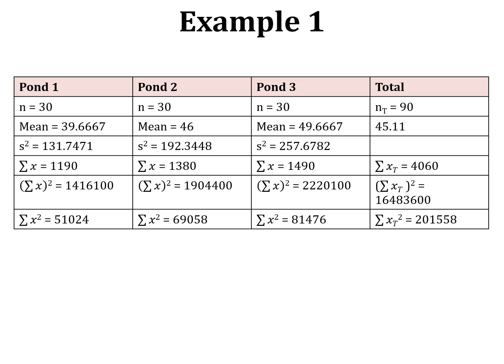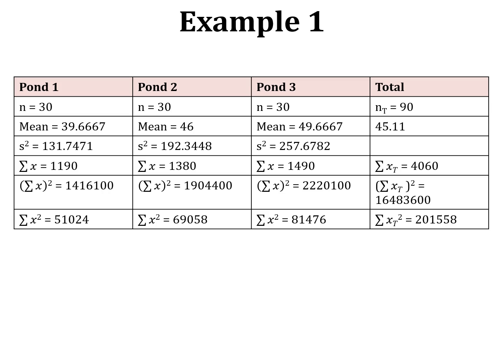And the mean value for pond number 1 is 39.6667 milligrams per deciliter. The mean level of bicarbonates from pond number 2 is 46 milligrams per deciliter. And the mean level of bicarbonates from pond number 3 is 49.6667 milligrams per deciliter, right? And then we have the total values as well. Variances are also given, and the summation x values, summation x whole square, and the summation x square values are given.